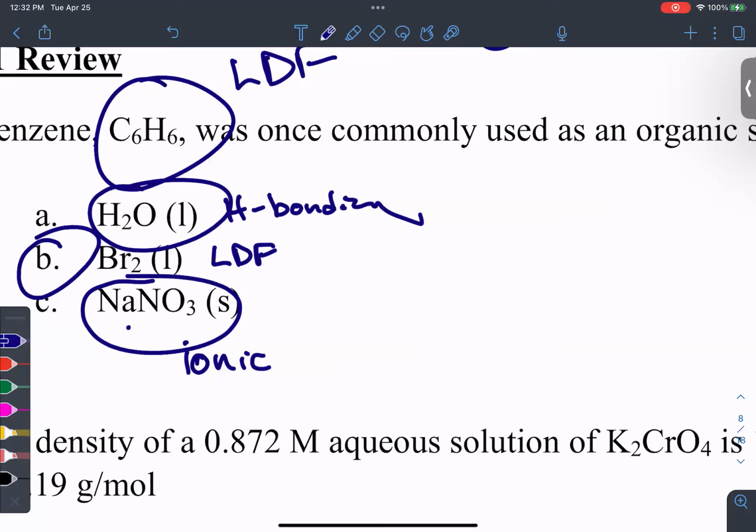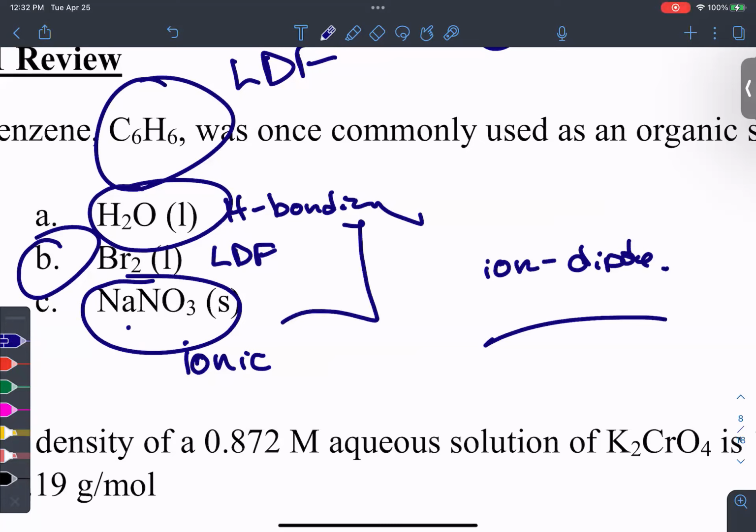Almost polarity, but we actually create a new IMF when we mix salt and water. What IMF is that? Ion dipole. Ion dipole is one of the strongest IMFs out there. So there's an example where water and sodium nitrate mix, not because the IMFs match, but because we create this new stronger IMF, ion dipole, where the polar water molecules solvate your salt, your cations and anions.